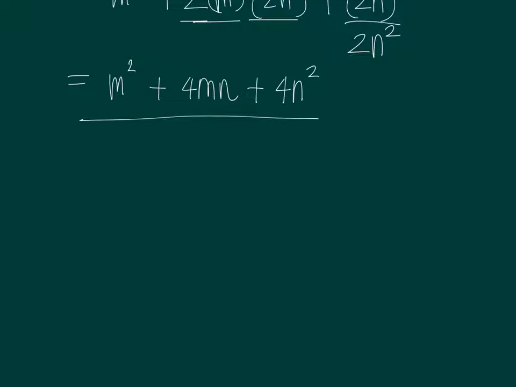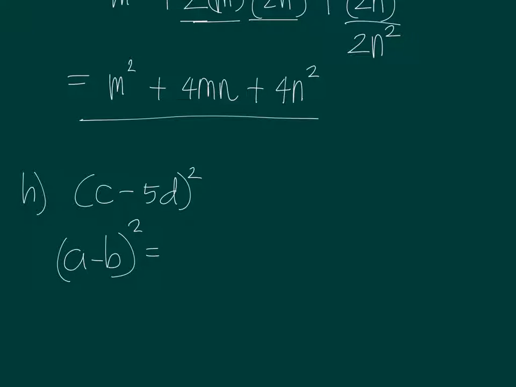So we have letter H. In letter H, we wish to expand c minus 5d squared. So for c minus 5d squared, applying the expansion for a minus b squared, it is a squared minus 2ab, so it's very similar to the a plus b squared, and then plus b squared.